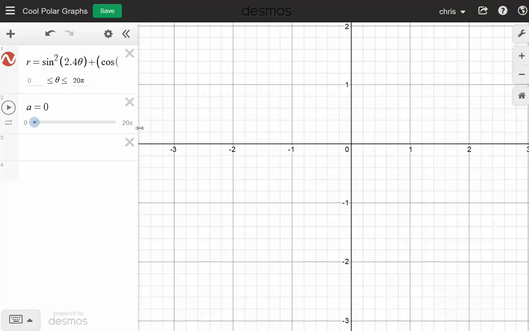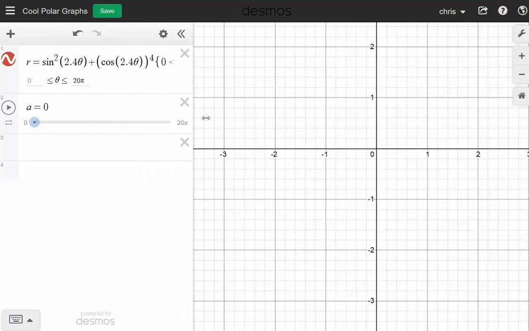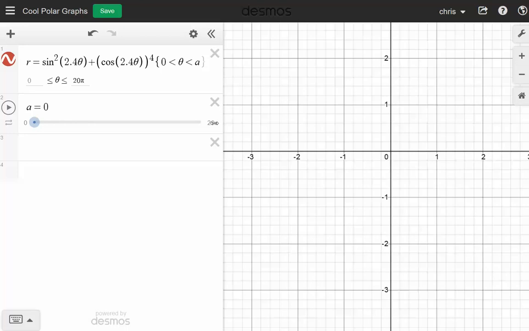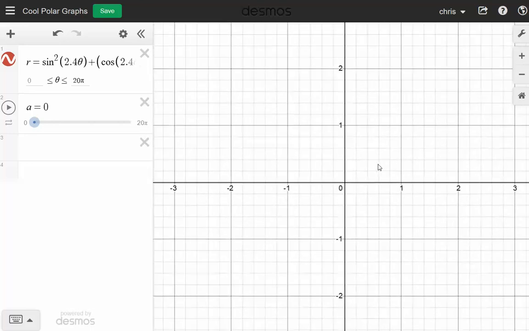So another cool example. This is a crazy kind of polar graph. Sine squared 2.4 theta, cosine to the fourth. I had to put the fourth out here. Desmos doesn't support any higher power of 2 in this kind of notation. So if you want cosine to the fourth, you got to put it outside these parentheses. And then again, we're letting theta go between 0 and a. And I've set my a up here to 20 pi. So it's kind of fun. Let's draw this and see what it looks like.